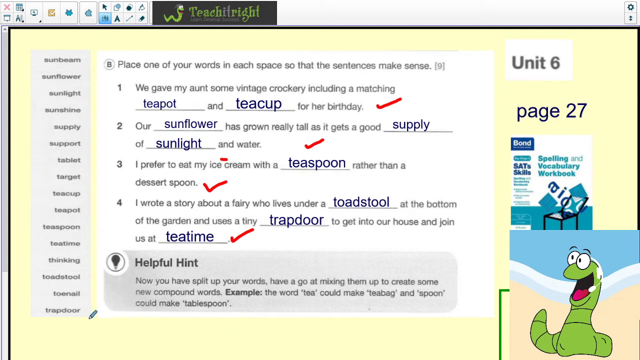Now you have split up your words, have a go at mixing them up to create some new compound words. Example, the word tea could make tea bag or spoon and could make tablespoon. So there are some really good fun games you can play with compound words, particularly matching. If you were to get all of these words maybe on a separate piece of paper and write one word on one bit of paper, write the other word on another, then mix them all up, make lots of them, and then you could play some nice matching games maybe with a family member as well.